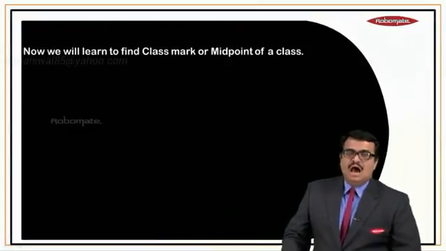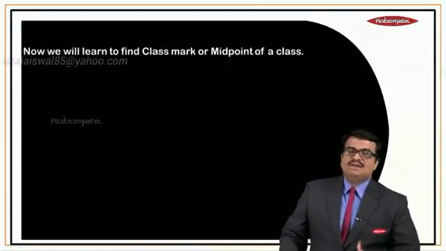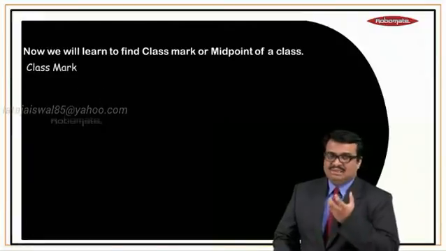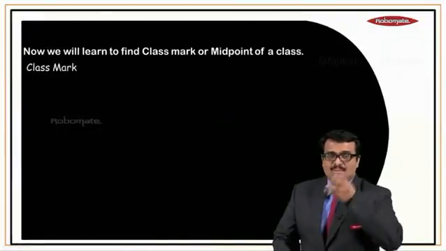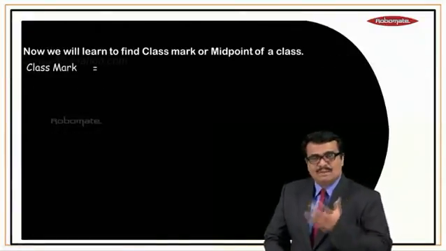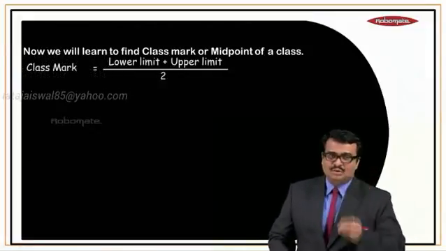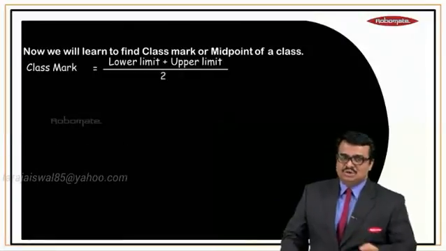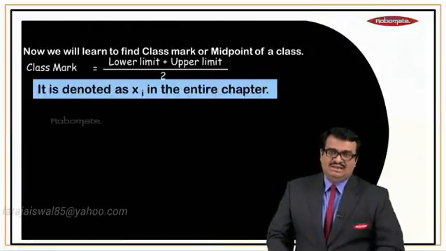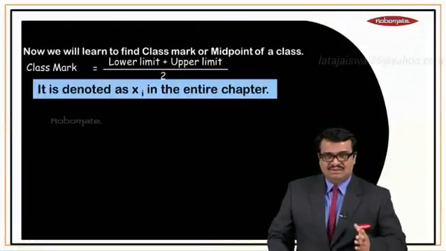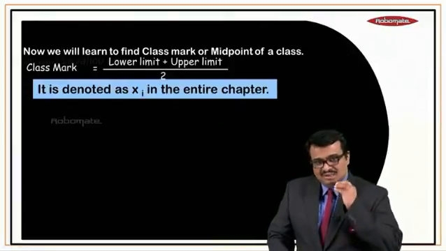Now, we will learn how to find the class mark or midpoint of a class. What is the meaning of the word class mark or midpoint? Class mark or midpoint is nothing but lower limit plus upper limit, the whole upon 2. It is denoted by the letter xi in this entire chapter.